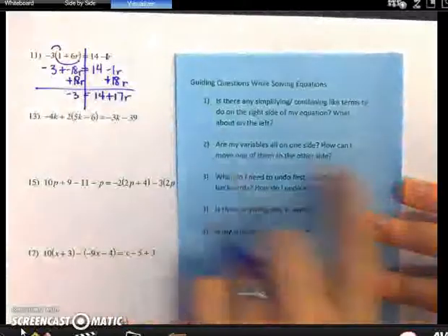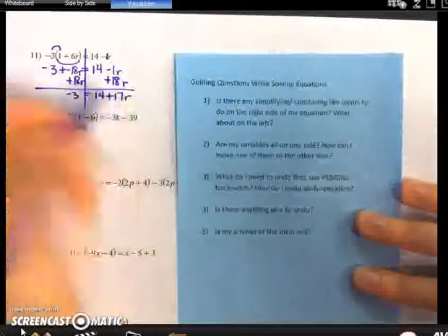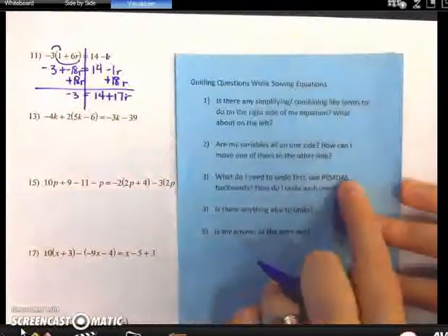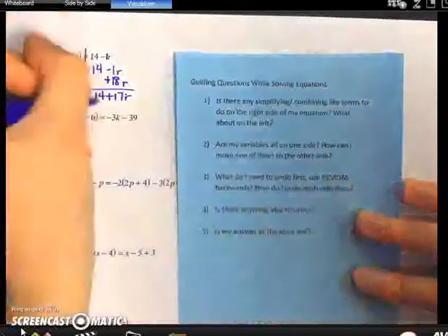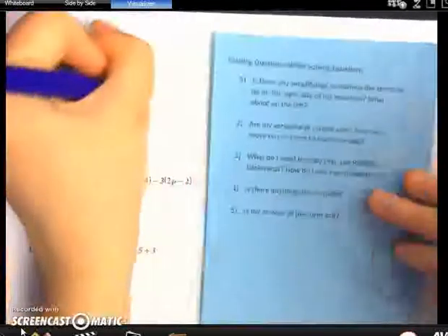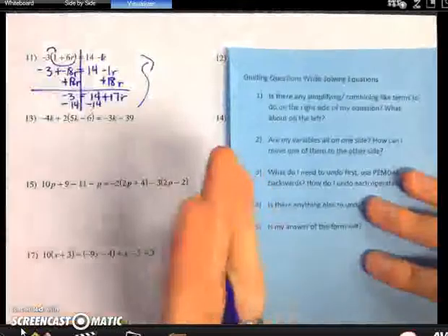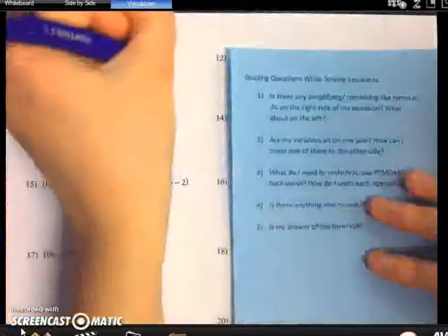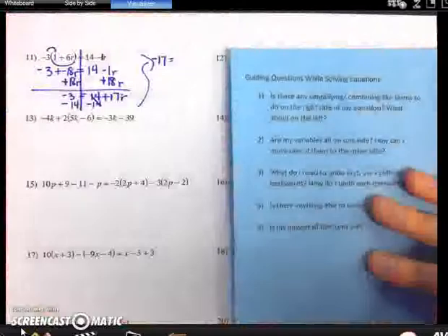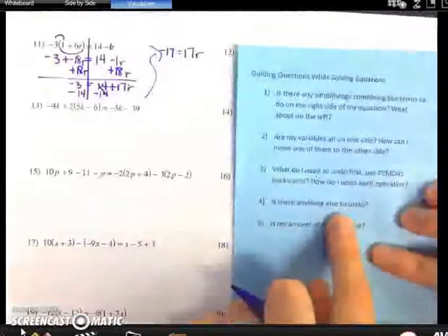Okay? Then what do I need to undo first using PEMDAS backwards? Well, this is addition, and this is actually multiplication. So we want to undo any addition or subtraction before multiplication or division. So how do I get rid of 14? I subtract 14. I'll move this up here. Negative 3 minus 14. I'm at negative 3, subtracting 14 more, so it gives me negative 17 equals, those cancel, and I'm just left with 17r. Is there anything else to undo?